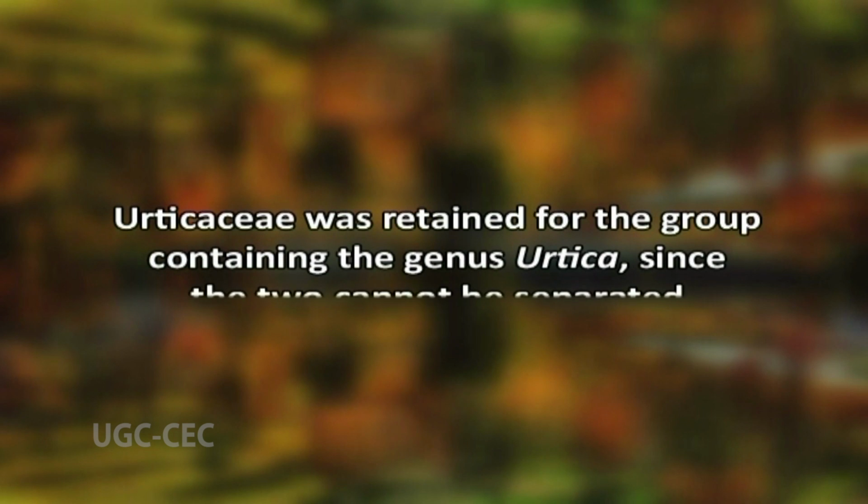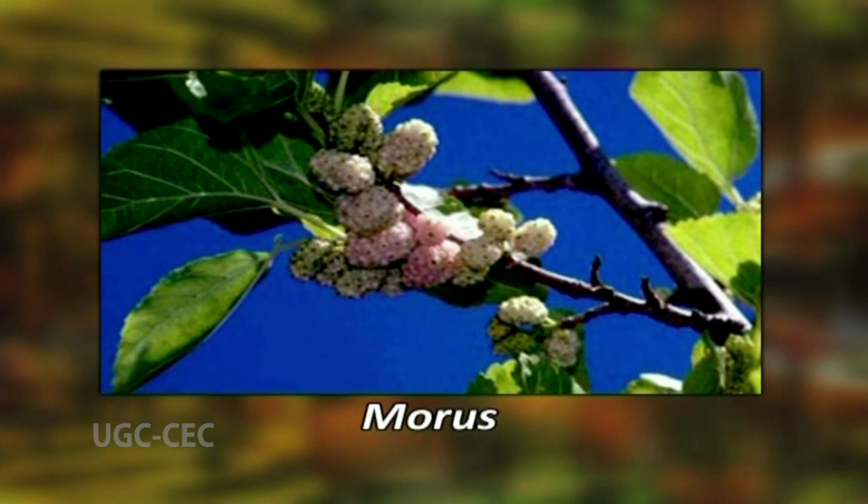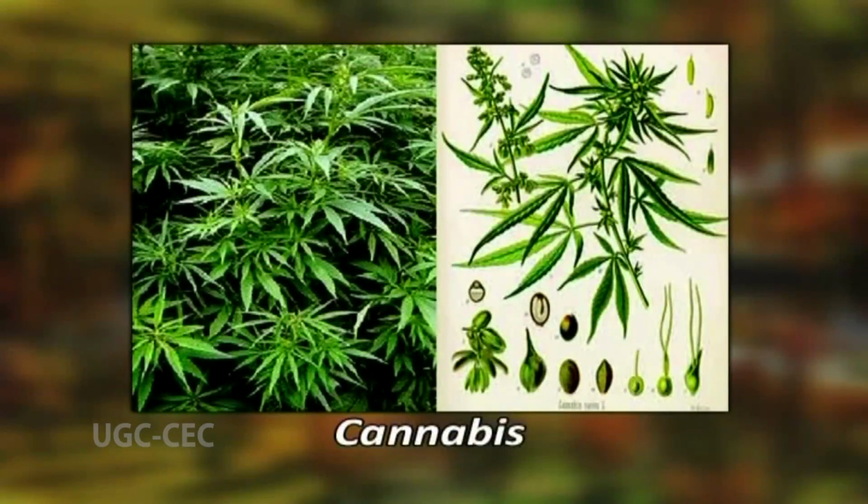When this original Urticaceae family was split into a number of smaller natural families, the name Urticaceae was retained for the group containing the genus Urtica, since the two cannot be separated. The other split-off groups with family rank got the names Moraceae, Ulmaceae and Cannabinaceae, with the type genera Morus, Ulmus and Cannabis respectively. Now, we highlight some uses of types.